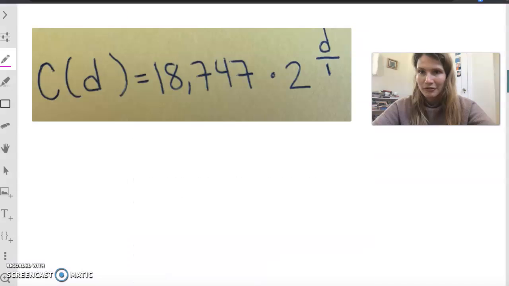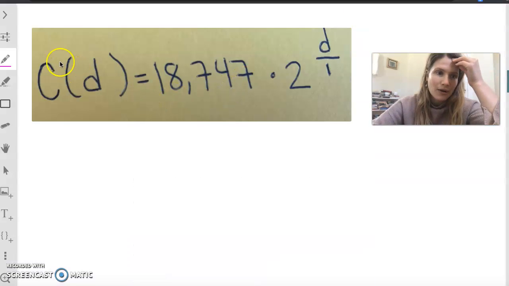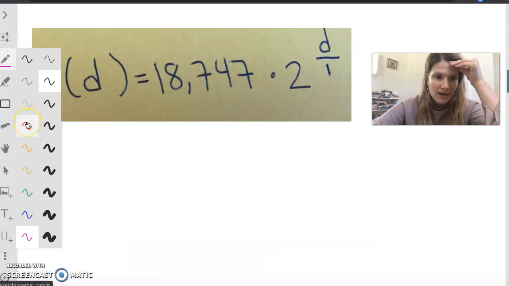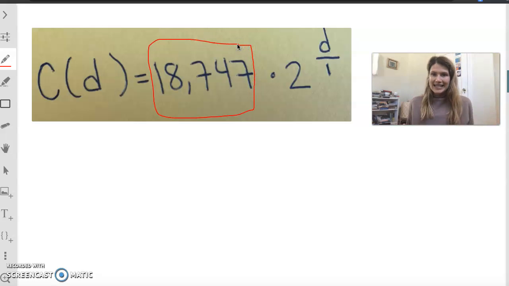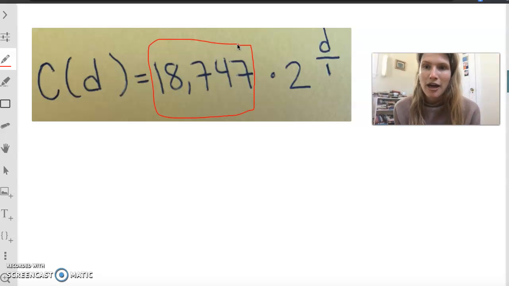I think that will be a helpful first step. Sorry, I'm trying to learn how to do this online, but bear with me. Leslie has this 18,747 number. That's her initial value, how many cases she thought there were at the beginning of her time period.